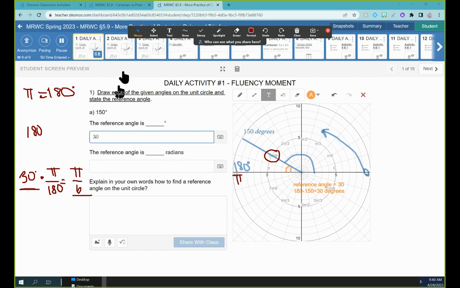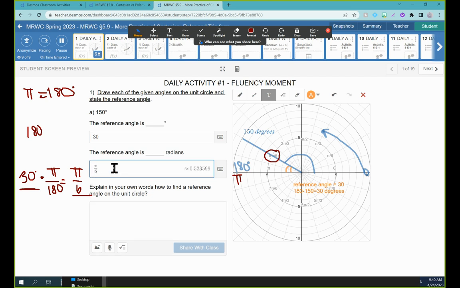So I'm going to type that in here. It's pi over 6. Ignore this guy for now. Explain in your own words how to find your reference angle. So this is going to be really important. This is, again, that 95% when you're teaching someone else, or when you're discussing and you get 70% of what you learn, right? So go ahead and write something out that gives you directions on how to do that, right? Go ahead and do that. I'll pause and I'll let you guys come back to me.